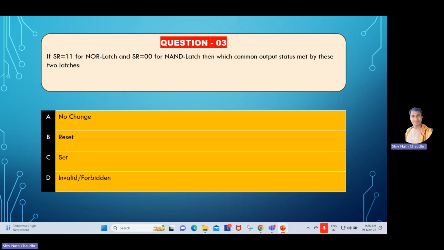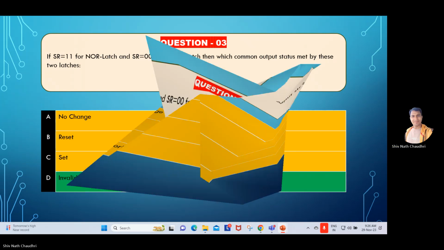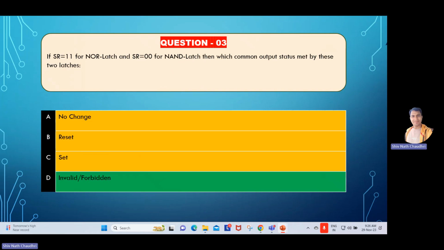But for a latch, the outputs should be complementary. So it is showing an invalid or forbidden state. You can cross check the same thing for a NAND latch. If S is 0, R is 0, what is the property of a NAND latch? If any of the inputs is 0, the output is 1. So in this case also we are getting the same output for both, whether it is the normal output or the complemented output. So both are representing an invalid and forbidden state, and this one is the right answer for this question.